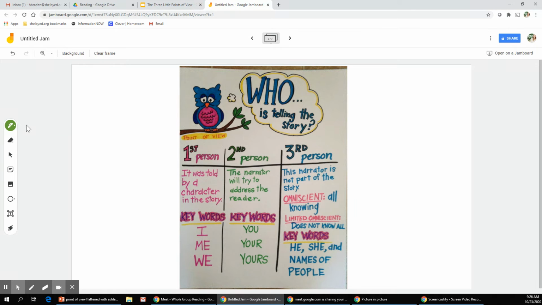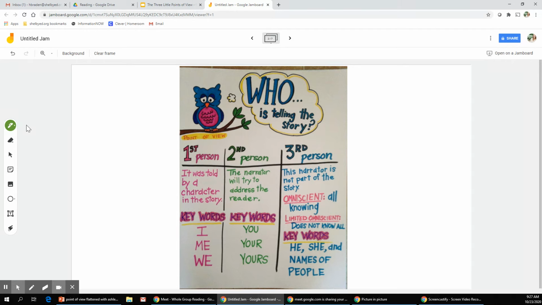Okay. Second person. Second person, the narrator will try to address the reader. The narrator is talking to you. So if I was reading a book, it would be like the narrator saying, Miss Braden, do you like to read mystery books. Okay, so that was written in second person. You. Do you like to, Miss Brayden? Okay, it's talking to the reader.